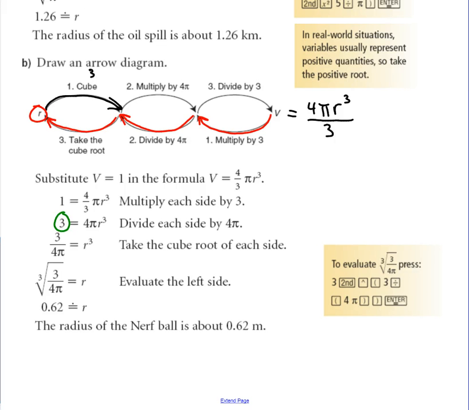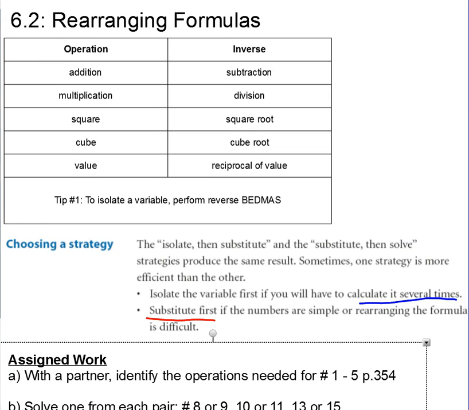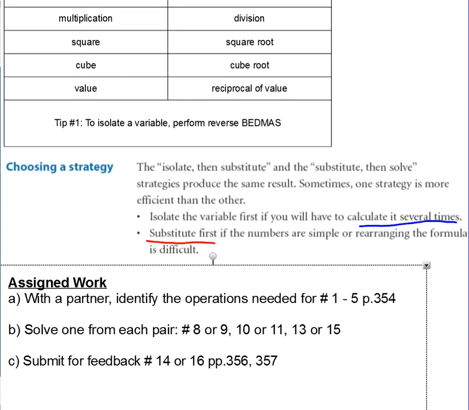Go back to our assigned questions, so you'll have this handout to fill in the inverse operation pairs, and then you'll have some time in class to work on identifying operations for certain questions, and then solving from a pair of questions. And then the feedback problem for this section is either 14 or 16, page 356 or 357.